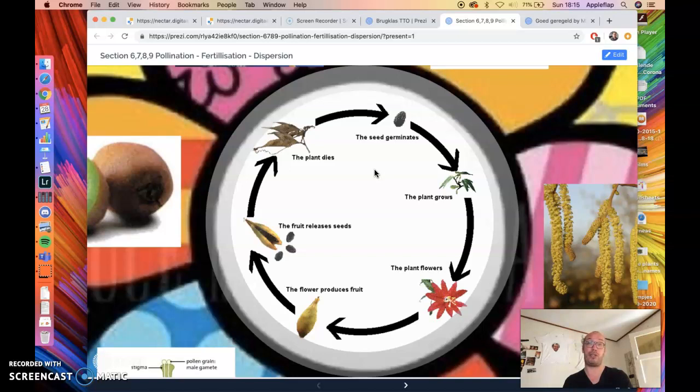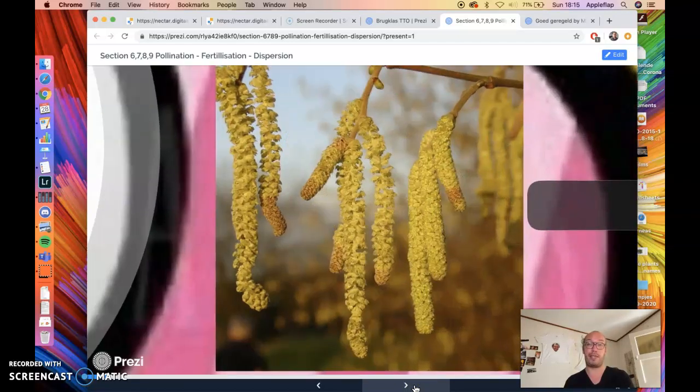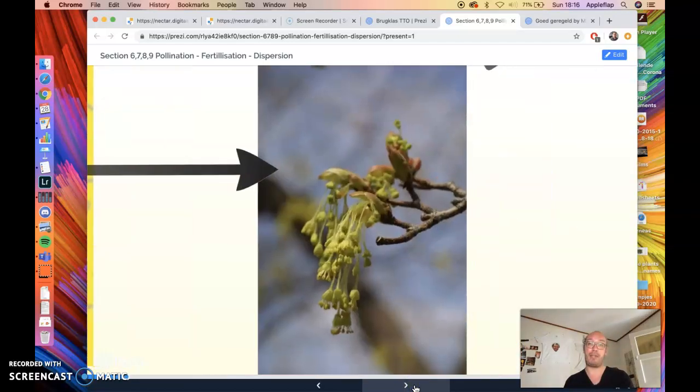All right, so that's for the different kinds of cycles. So let's move through this presentation. Remember, this is a wind pollinator plant, and a wind pollinator plant has the stamen hang outside, so the wind can grab the pollen grains very easily.